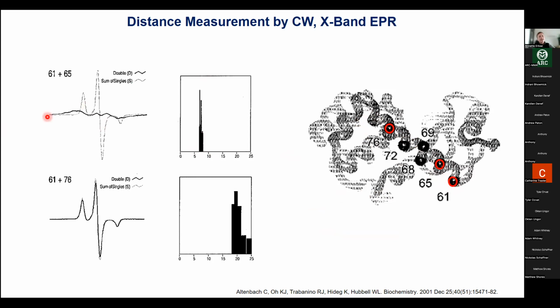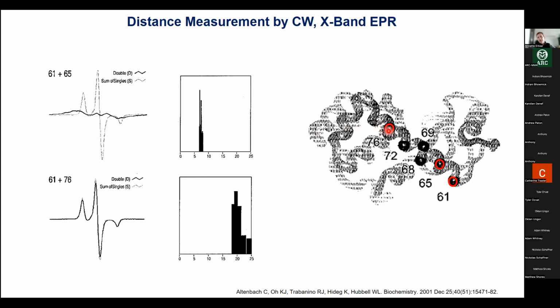And you can see here, the black line is the measured interacting spectrum, while the dotted line is the spectrum of the two singles. That is what it would look like if it doesn't interact. And by fitting this, they came to a spin-spin distance of about 6 to 7 angstroms.